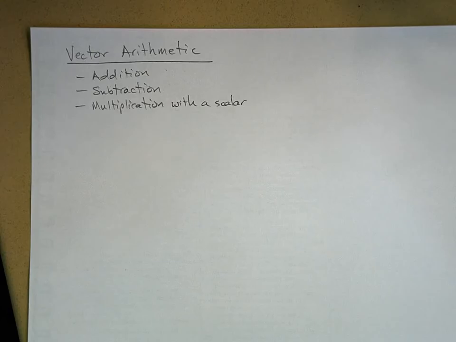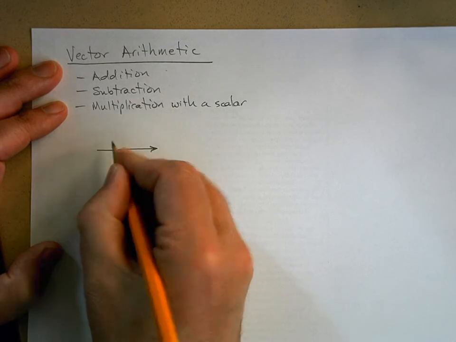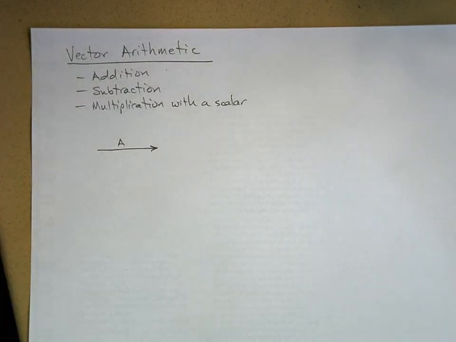And we're not really going to go through the mathematics of it or the analytical side of it. We're just going to sketch it. We're just going to sketch vector arithmetic. Okay. Well, first of all, let me sketch a vector. This we're going to call vector A. It's an arrow. We represent vectors with arrows.